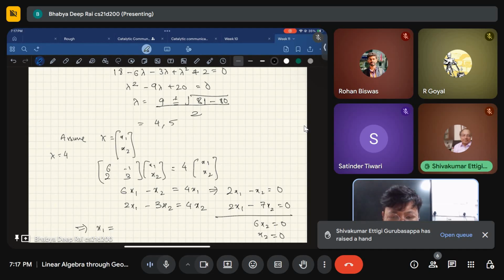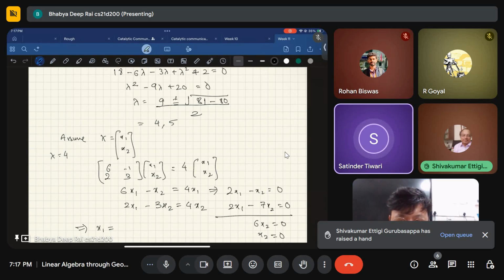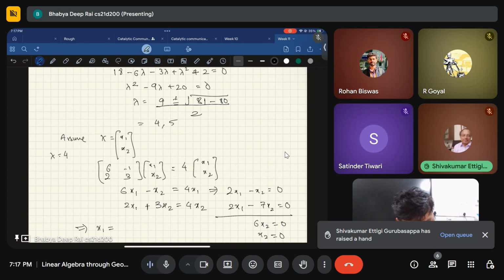There's something wrong. This should not be 2x1. Yeah, Mr. Shubham. In the second equation, it will be plus 3x2, not minus. Two, three, no? Two equations you wrote. Yes, so it will be 2x1 plus 3x2, and then you'll solve. Right? Okay. Thank you.